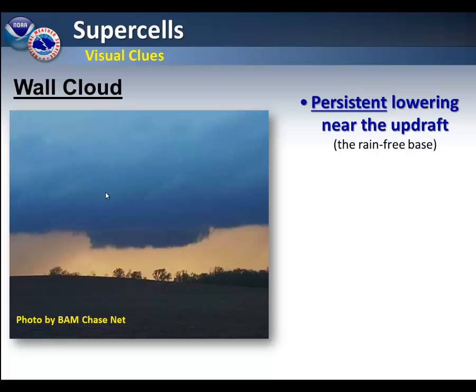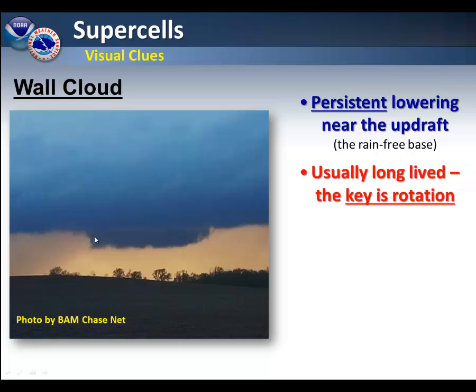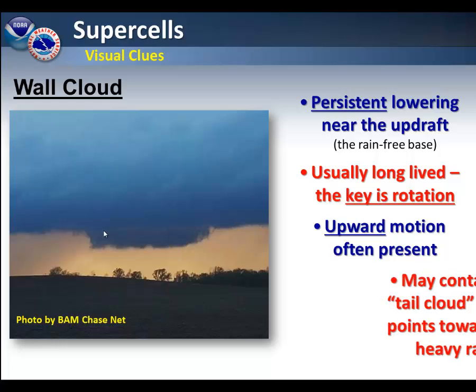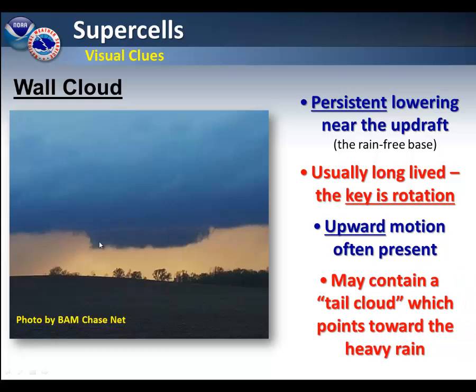Look for a wall cloud with a supercell. This is a persistent lowering near the base. These are usually long-lived. The key is that they're rotating. An upward motion is often present as well. They may contain a tail cloud, which points toward the area with the heavy rain. In this particular example, the tail cloud is small, but it's pointing toward the left.